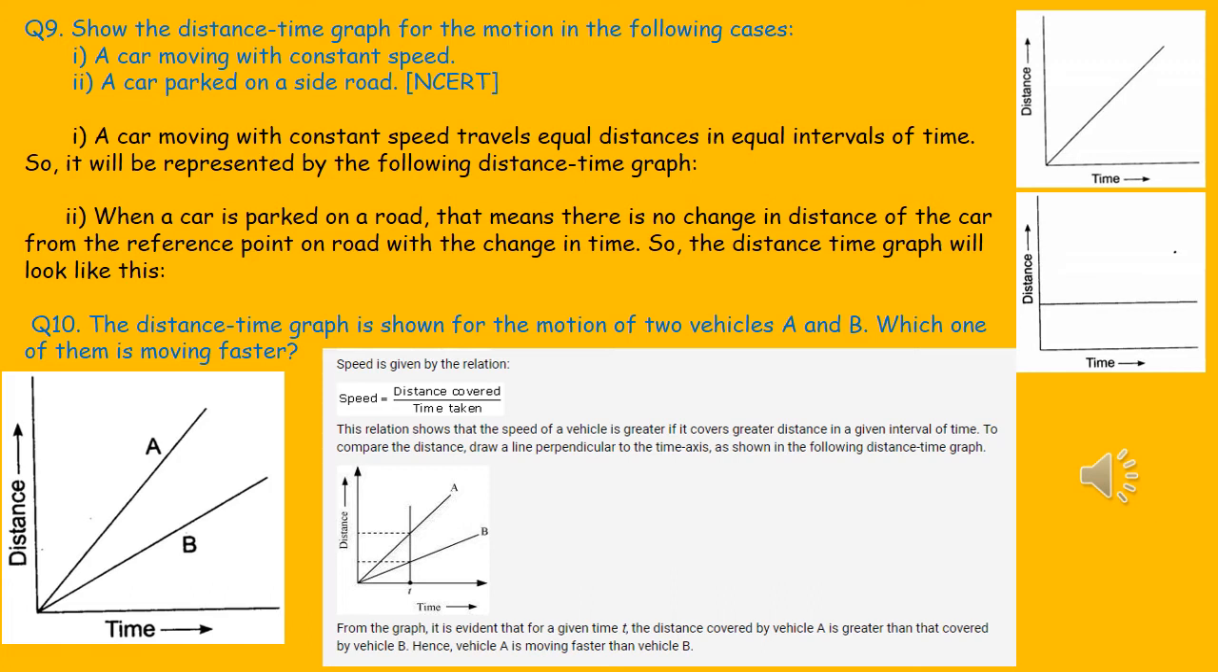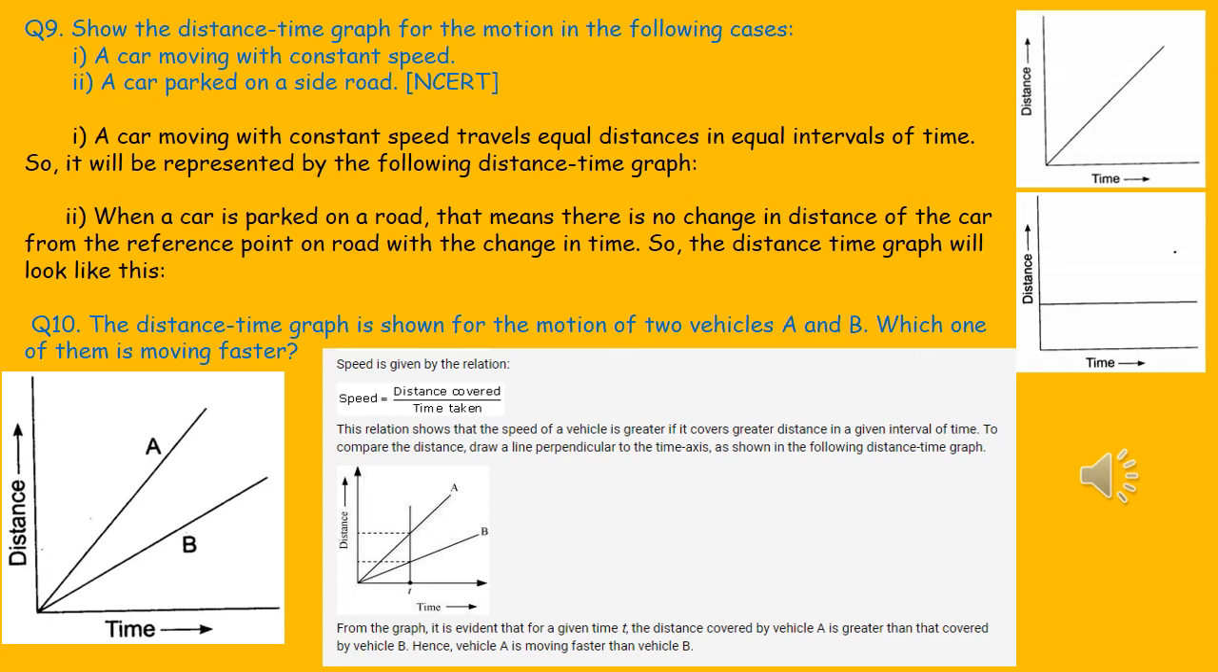Now we'll be moving to a sum that is also from NCERT, but in this sum the graph is provided in the question and you have to interpret the graph to know which vehicle has higher speed. Here in the graph, two lines are drawn. Both are straight lines. One is A and one is B. A represents the movement of car A and B represents the movement of car B. Both are straight lines, which means both are showing uniform motion. Both the vehicles are moving with uniform motion. But one is moving with higher speed and one is moving with lower speed.